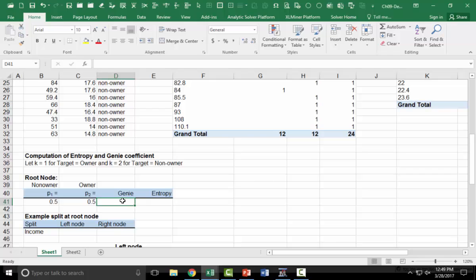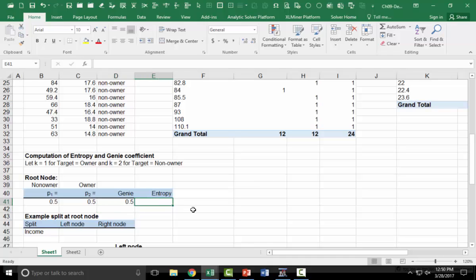Then our Gini index is what? 1 minus the sum of squared values of the probabilities. So we have 1 minus P sub 1 squared plus P sub 2 squared. That will give you the Gini index, which is of course 0.5. 0.5 is the most impure, so you have a maximum value for the Gini index.